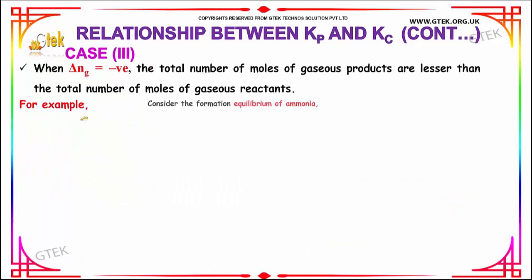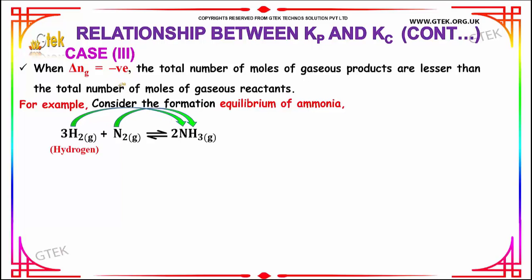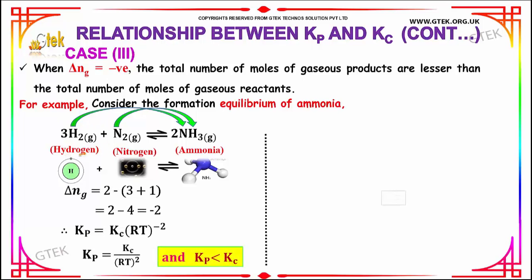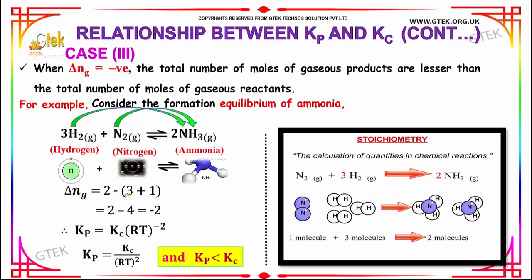Here is case 3 where delta ng is negative. The total number of moles of the gaseous products is less than the total number of moles of the gaseous reactants. Over here 2 minus 3 plus 1, 2 minus 4 is minus 2. So Kp is equal to Kc into RT to the power minus 2. That's Kp equal to Kc divided by RT squared.